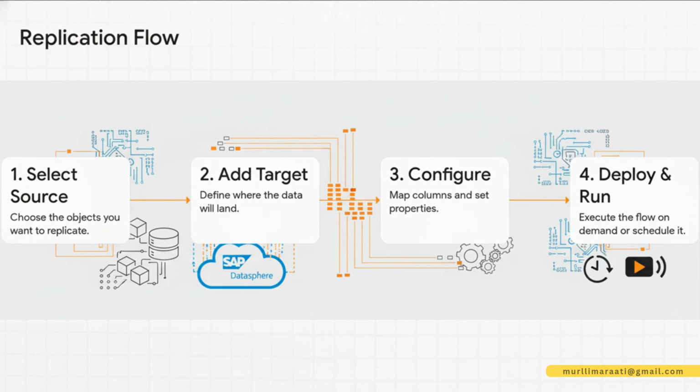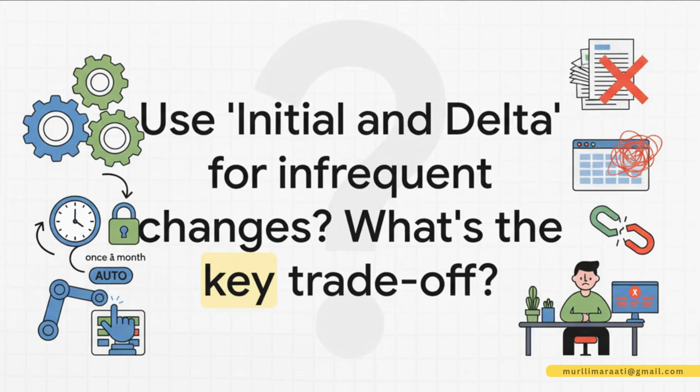And actually, creating one of these replication flows is super straightforward. It's really just a few steps. You pick your source objects, you point it to a target, you do a little configuration on what you want to bring over, and then you just save, deploy, and run it. Or, even better, you can schedule it to run automatically. Simple as that.